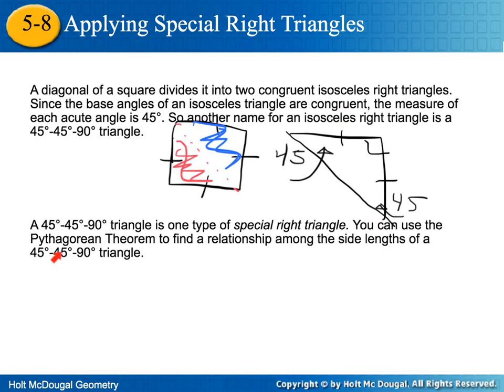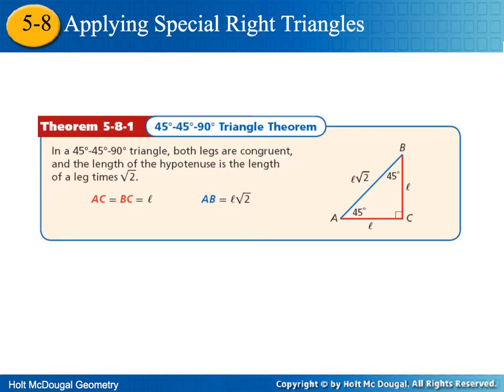And then finishing off, a 45, 45, 90 triangle is one type of special right triangle. You can use the Pythagorean theorem to find a relationship among the side lengths of a 45, 45, 90 triangle. All right, please copy this diagram down with the L's, the square root of 2's. If you want to color code it, great. If not, that's fine. I would suggest doing that.